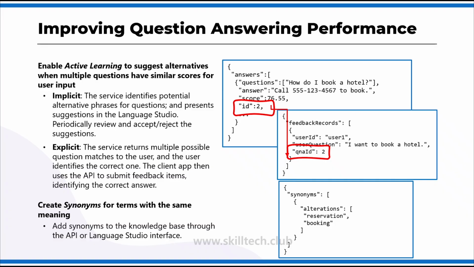You can also configure synonyms for terms with the same meaning. When you're adding synonyms to the knowledge base through the API or the Language Studio interface, it's really easy because you can just add synonyms and they will be used in this particular question answering conversation. These are some of the ways by which you can improve the question answering performance. Ultimately, the answers are based on the knowledge base and whatever is stored inside it.